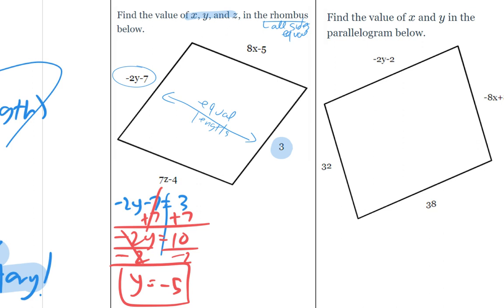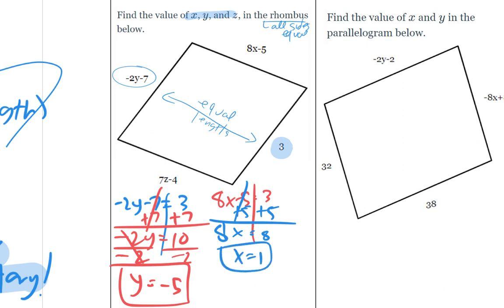Now what do we know? These are both equal, but we don't know what z is or x is. But we do know that all the sides are equal. So we know that 8x minus 5 also equals 3. So now let's just do the math. We're going to add 5. Cancels. 8x equals 8. So that means x equals 1.